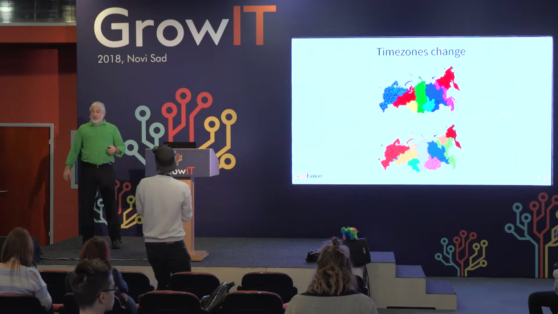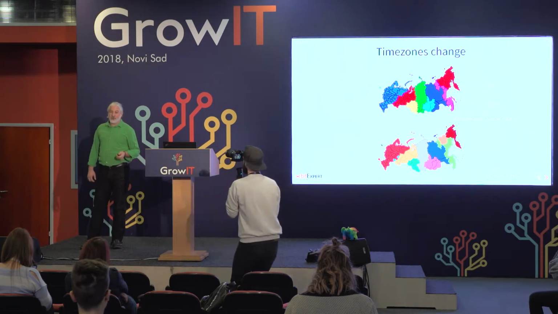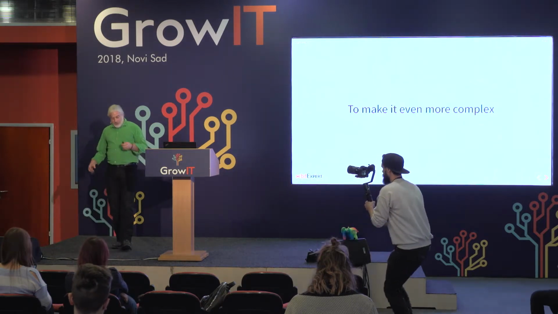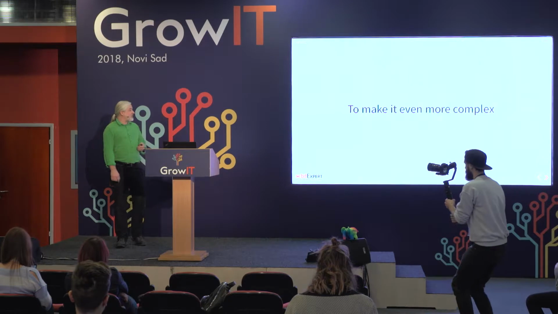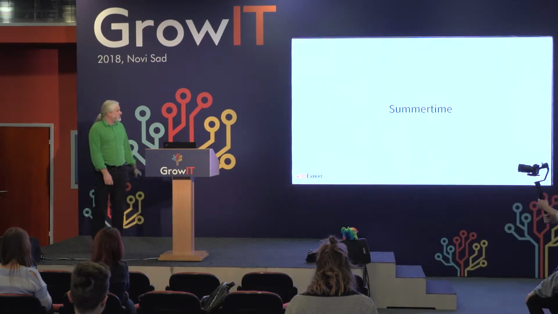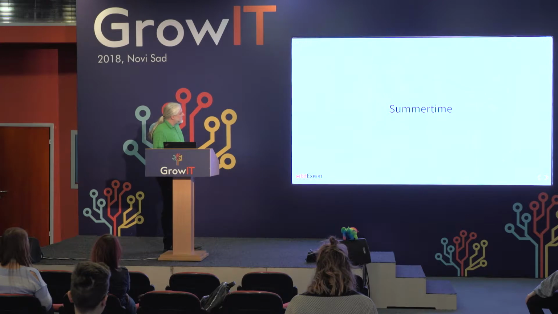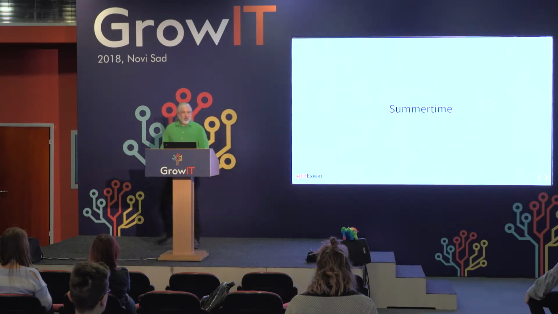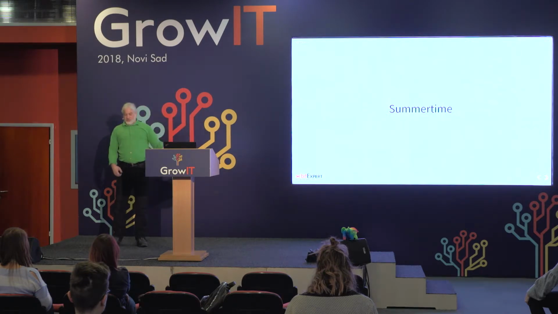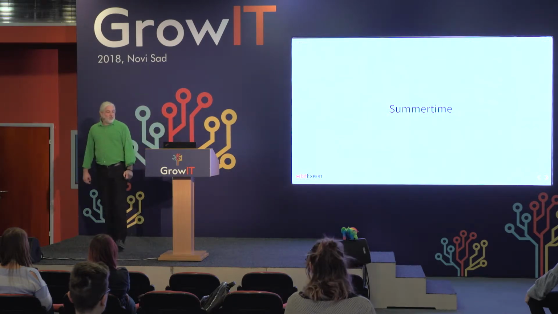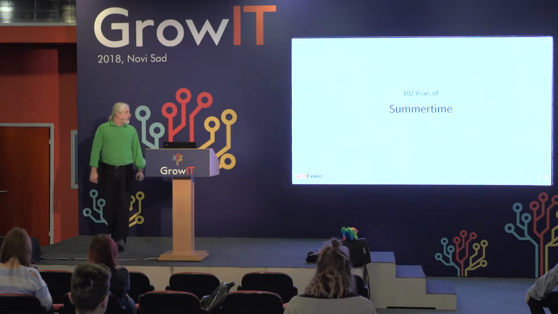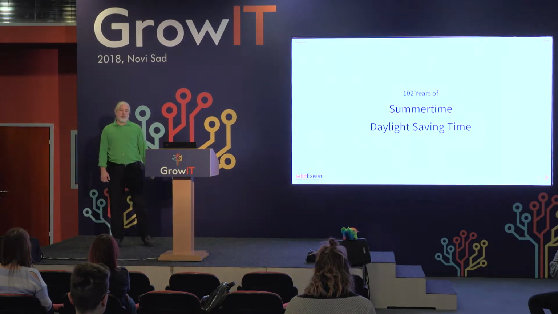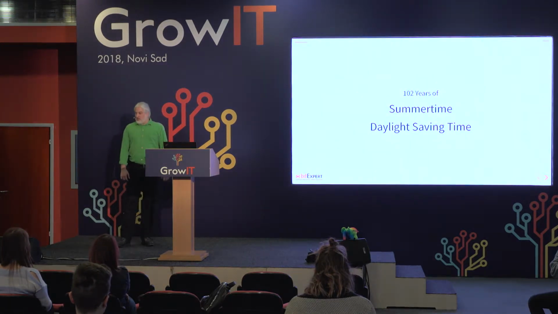So, complex? Yes? You know what? I can top that. I can even make it more complex. Because, yes, we Germans are to blame, actually. There is this thing called summertime. There is actually 102 years of summertime by now, or what is usually known as daylight saving time. What is daylight saving time?